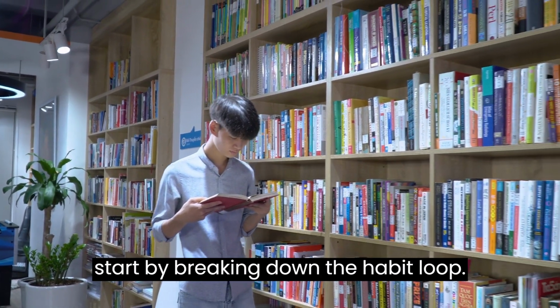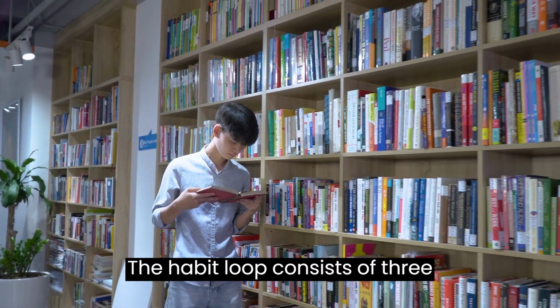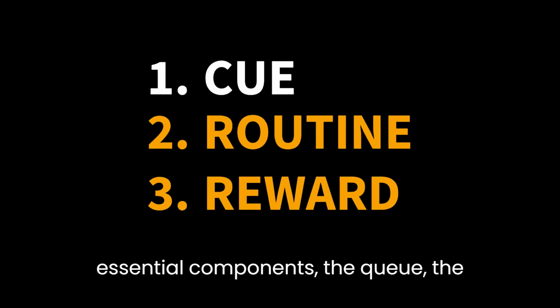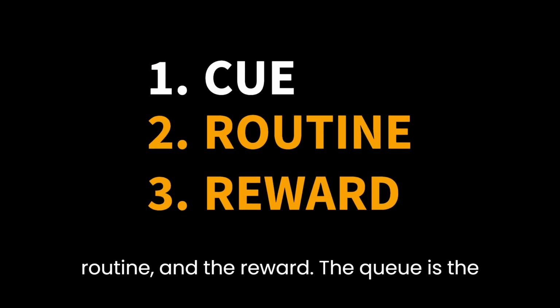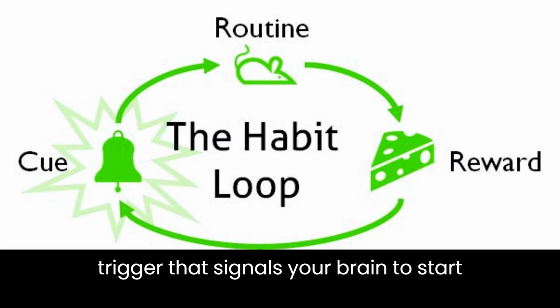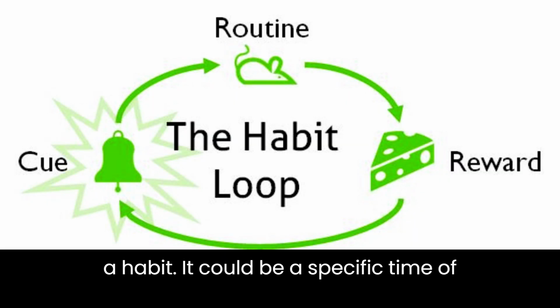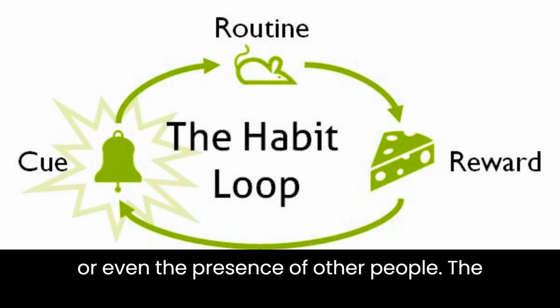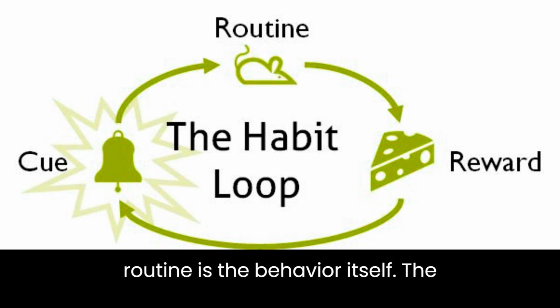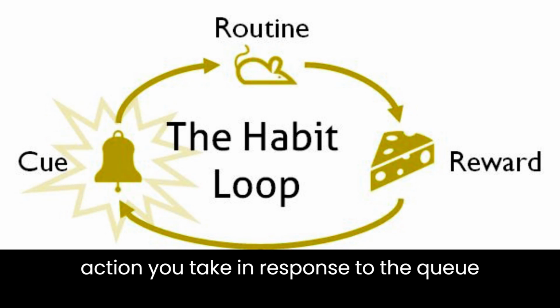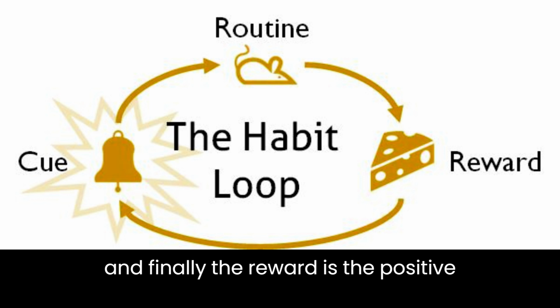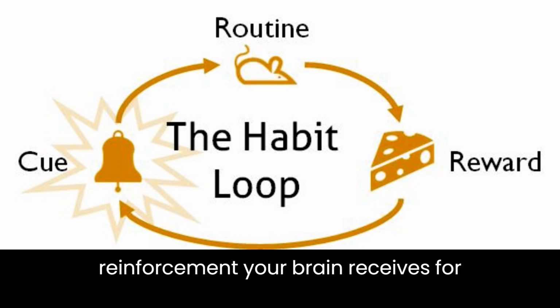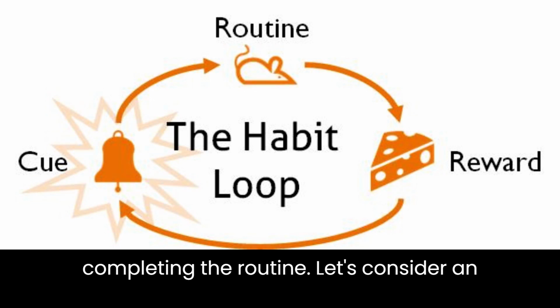Let's start by breaking down the habit loop. The habit loop consists of 3 essential components: the cue, the routine, and the reward. The cue is the trigger that signals your brain to start a habit. It could be a specific time of day, a location, an emotional state, or even the presence of other people. The routine is the behavior itself, the action you take in response to the cue. And finally, the reward is the positive reinforcement your brain receives for completing the routine.